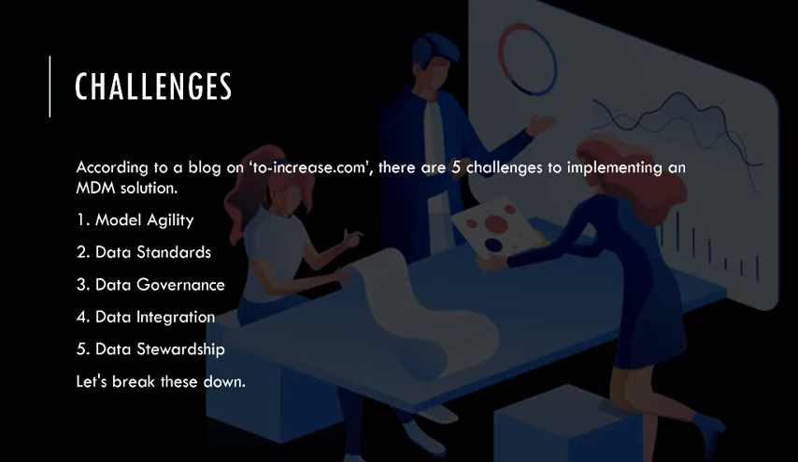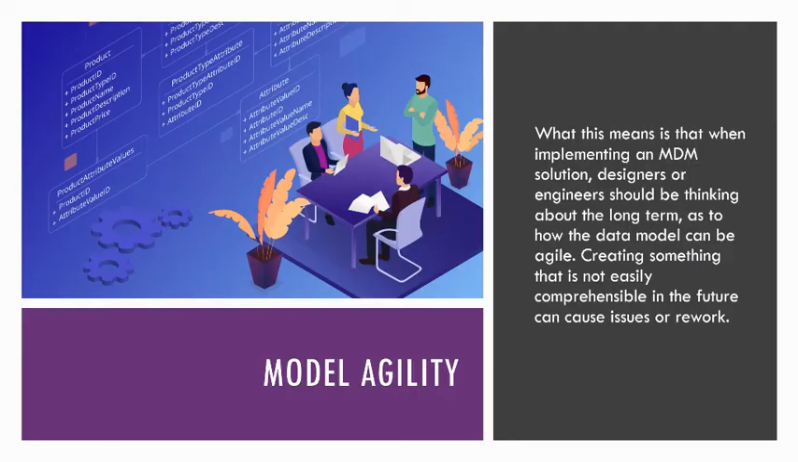So according to a blog on 2increase.com, there are 5 challenges to implementing an MDM solution: model agility, data standards, data governance, data integration, and data stewardship. Let's go through those one by one. So model agility. This means that when implementing an MDM solution, designers or engineers should be thinking about the long term as to how the data model can be agile. Creating something that is not easily comprehensible in the future can cause issues or rework for those who take on the work later down the line.